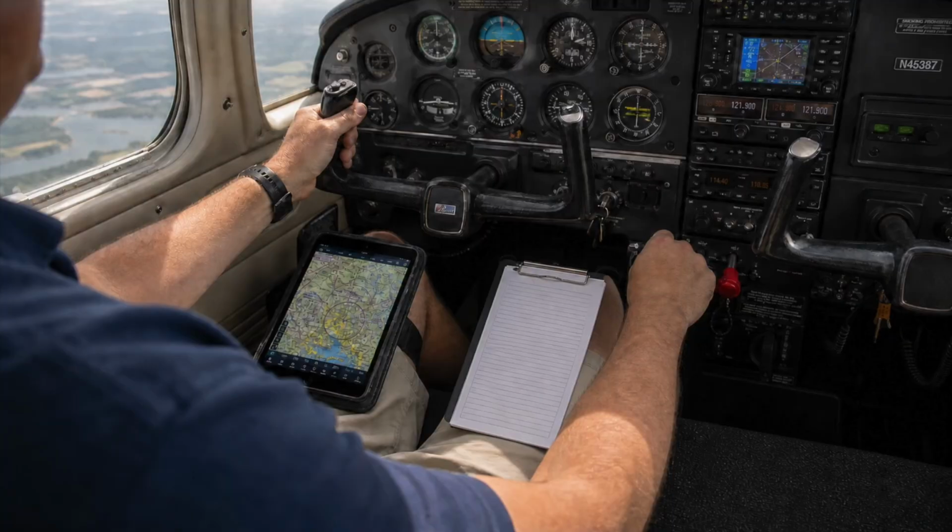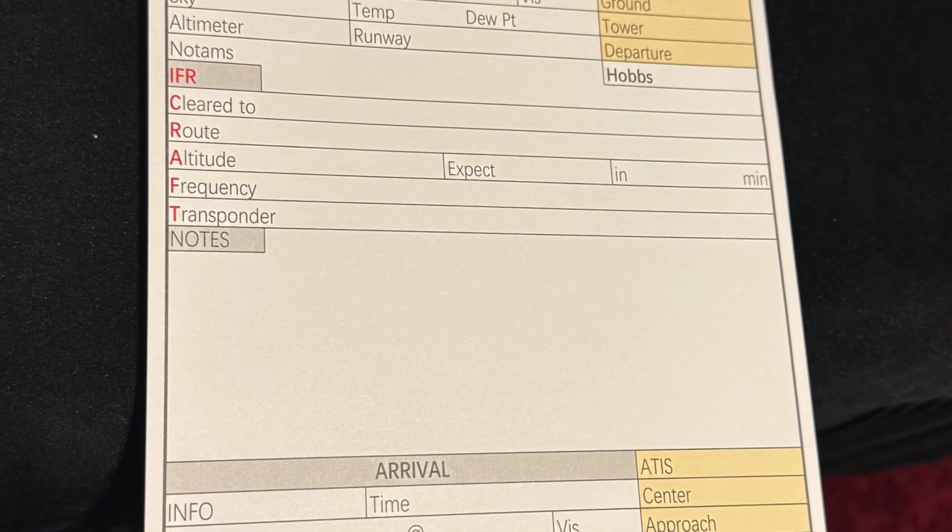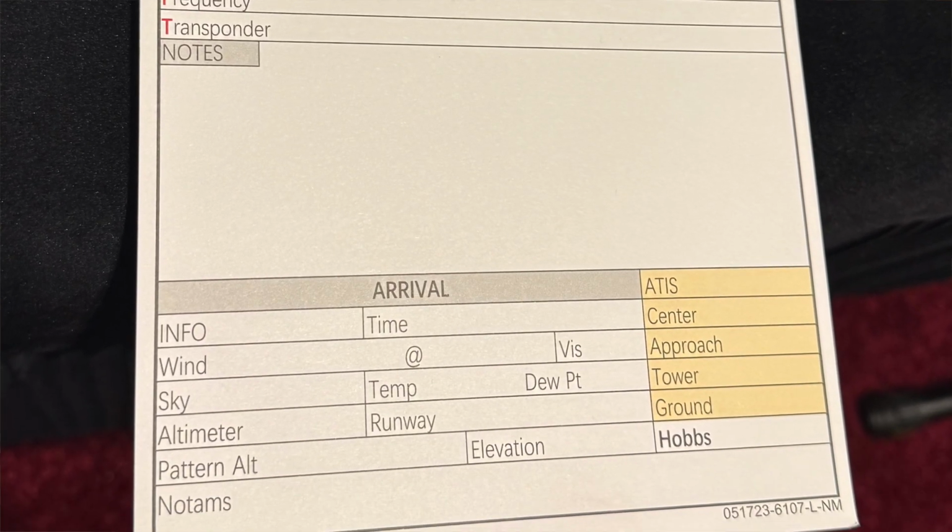I recently flew with a grizzled old flight instructor, and you know who you are, MJ, and this is how he flew. iPad on his left knee and a kneeboard on his right knee that he could write on. So you can get these, okay? Here is a pre-printed form that has places for your departure, ATIS, and your frequencies, and your flight plan, and any notes, and then your destination, and those frequencies.